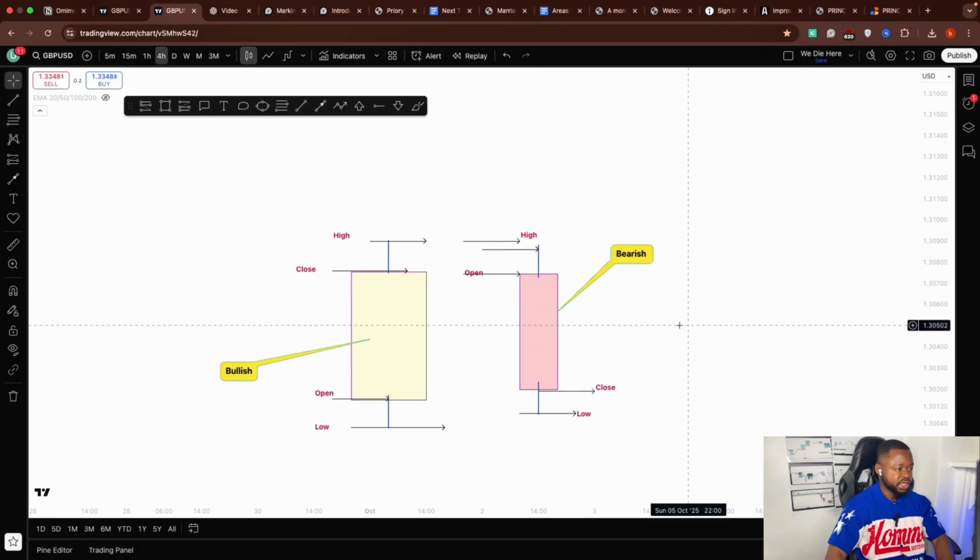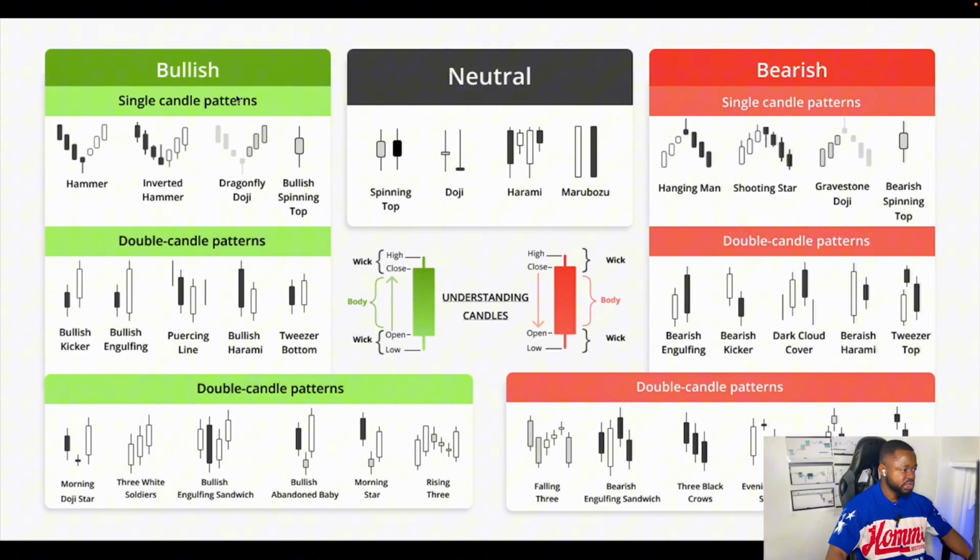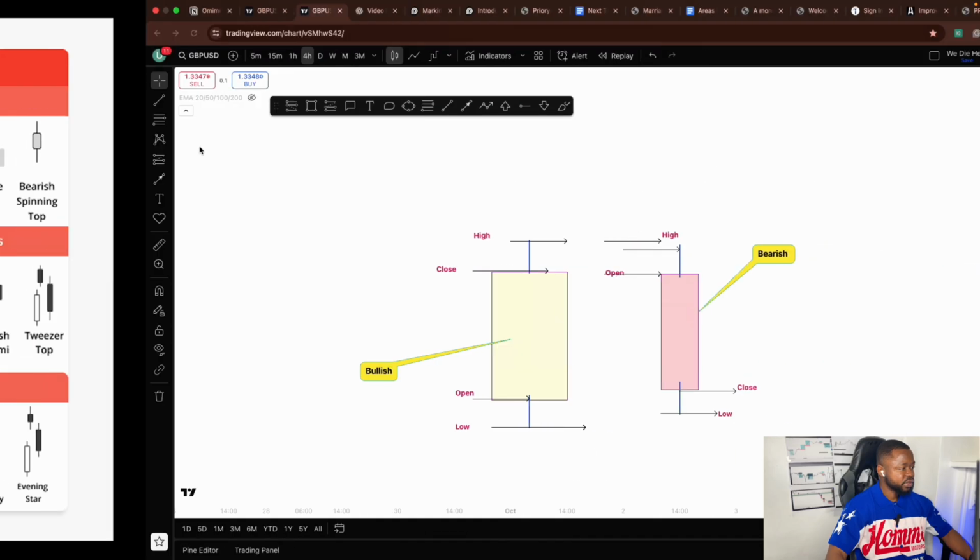So once you understand this, it gives you a basis of understanding the other concepts of the market. So let's get cracking with the other concepts of the market. Like I said, I'm going to teach you the single pattern candles. I'm going to teach you the double pattern candles. So now let's start with the single pattern candles.